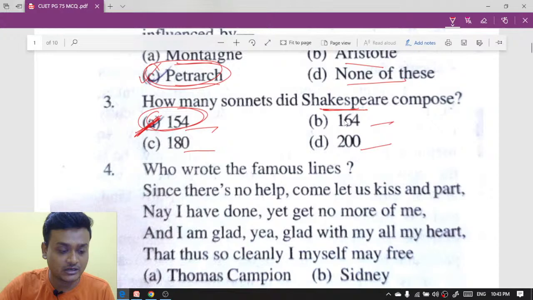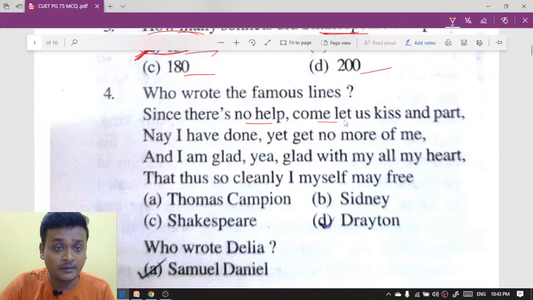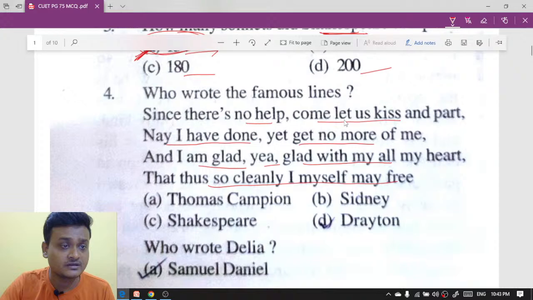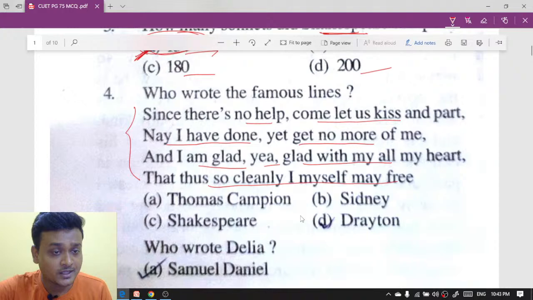Who wrote the famous lines, "Since there is no help, come, let us kiss and part. Nay, I have done. Yet get no more of me, and I am glad, glad with all my heart that thus so cleanly I myself may free." These are the lines of a sonnet, and they were written by whom? Thomas Campion, Shakespeare, Sidney, Drayton.